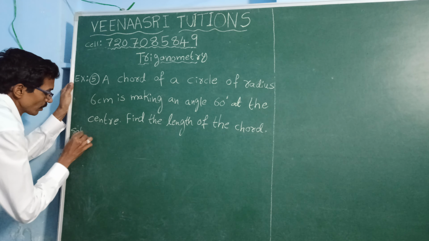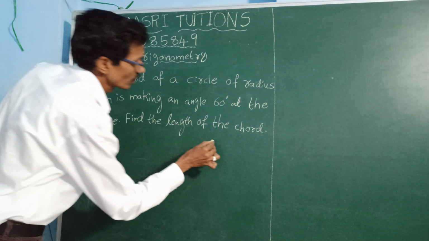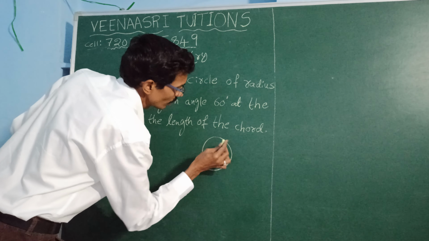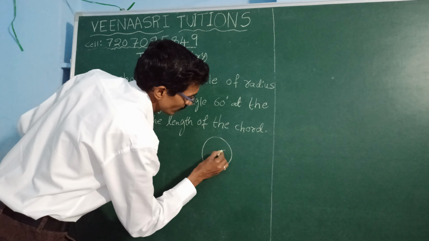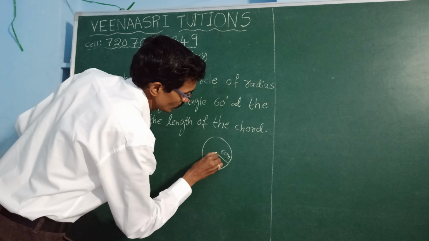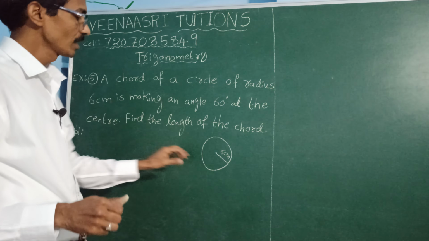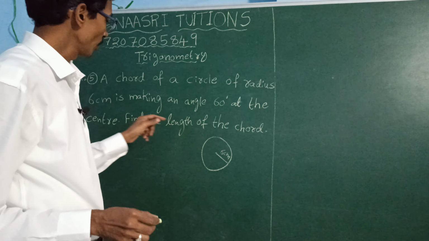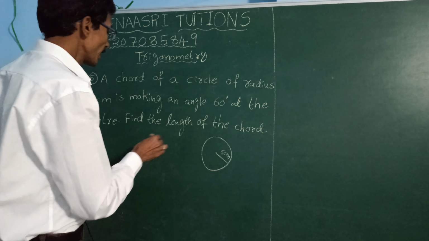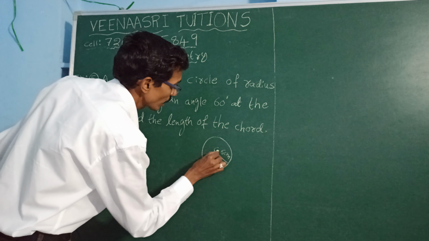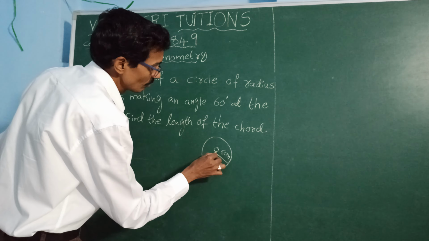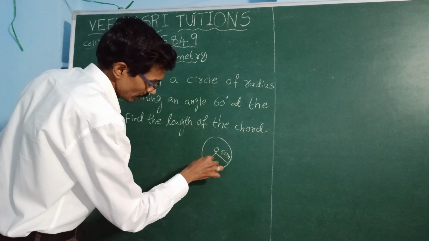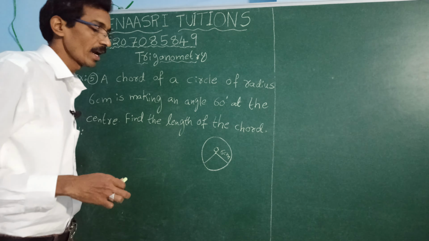Now, solution. First, draw a circle of radius how much? 6 centimeters. By using 6 centimeters radius, I drew one circle. Now at the center, O is the center of the circle. Here keep one protractor and draw another line at 60 degrees angle.